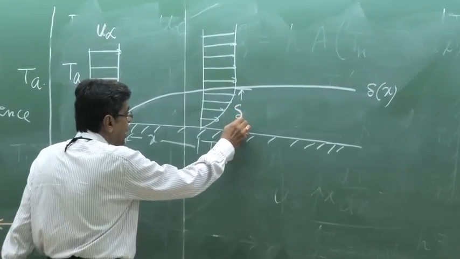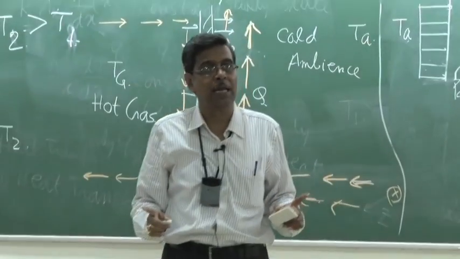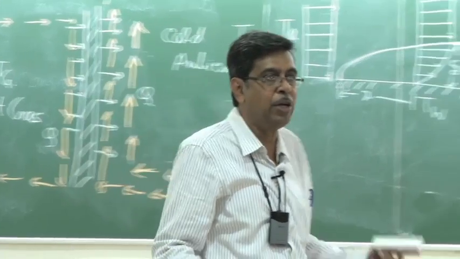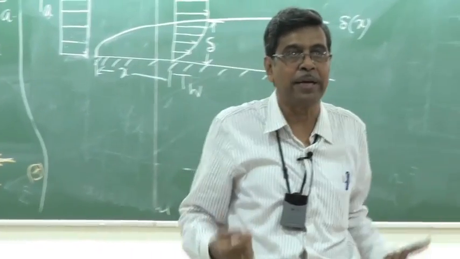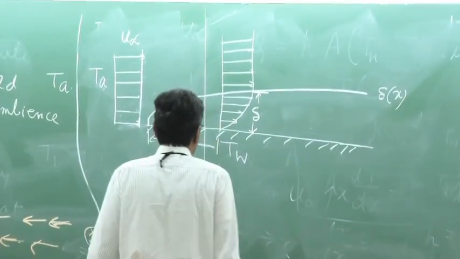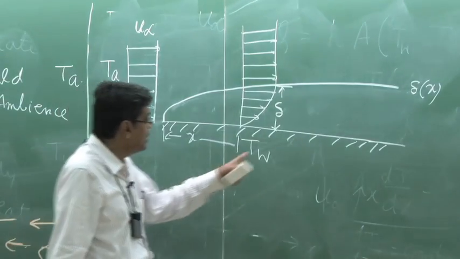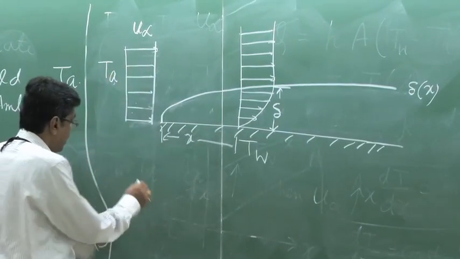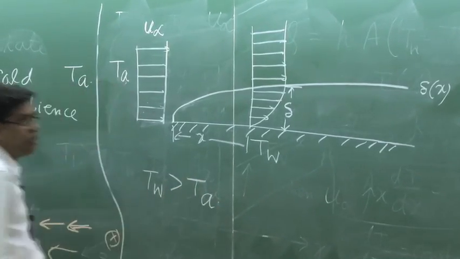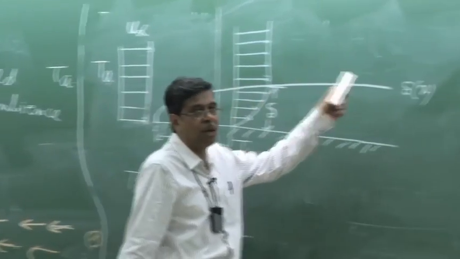and within which the velocity variation takes place. And this thickness of this boundary layer depends upon the flow velocity and the liquid property. And as a whole, it depends upon the Reynolds number of flow. Similar is the case for the temperature, because TW is higher than TA. So therefore, a thermal boundary layer also will be developed in this way.